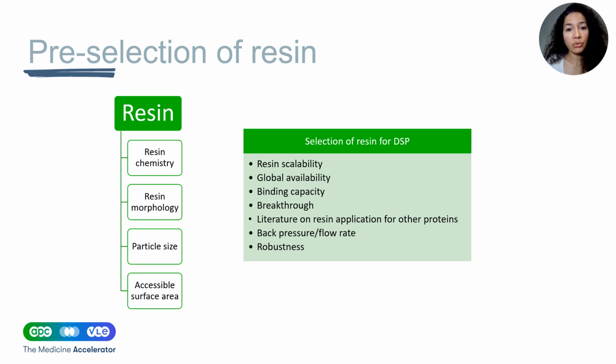in a chromatography process, it is crucial to assess the resin scalability, the global availability of that resin, the binding capacity, breakthrough. We need to do some literature research on the resin application for other proteins, analyze the back pressure and flow rate that can be applied to the resin, and verify the robustness.